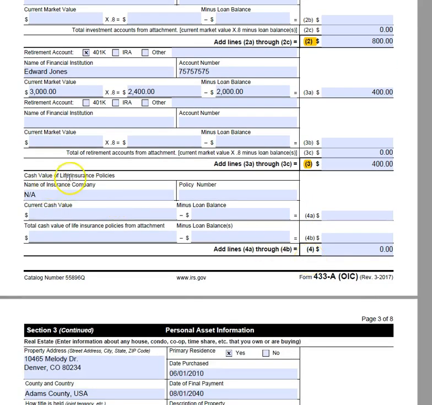Next section is cash value of life insurance policies. So this is for whole life policies only. If you have a whole life policy, you need to put that here. We're going to say that this particular taxpayer does not have anything on line 4.